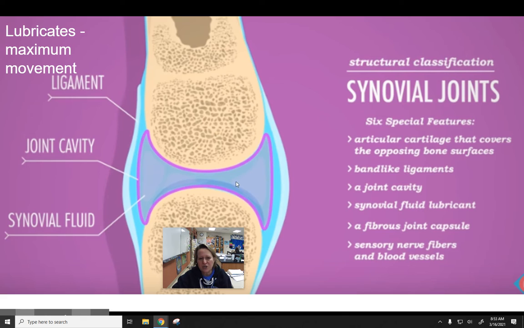This is going to form a joint cavity. The joint cavity contains synovial fluid. Synovial fluid is the lubricant that is going to keep the bones from rubbing into each other. And there's a fibrous joint capsule that surrounds the whole thing. And we have nerves and blood vessels in there as well.